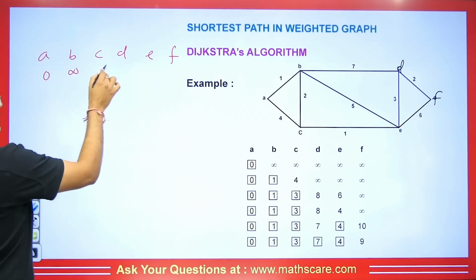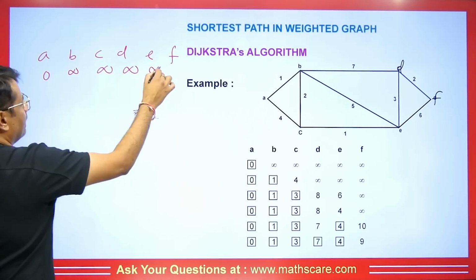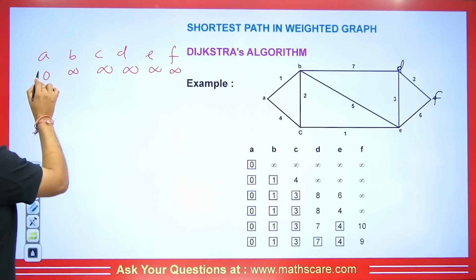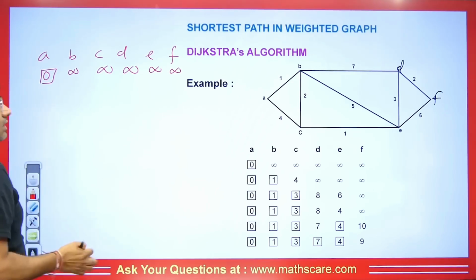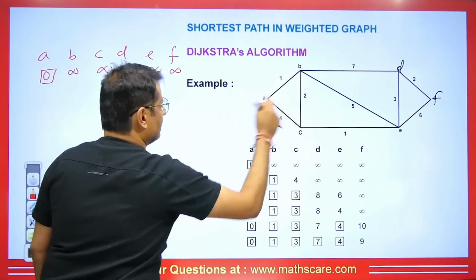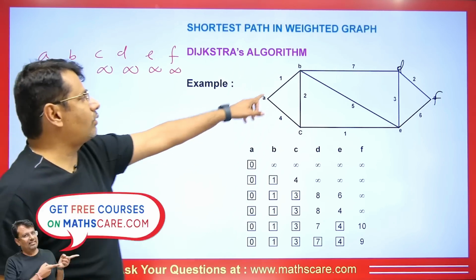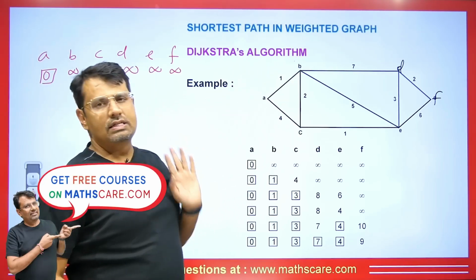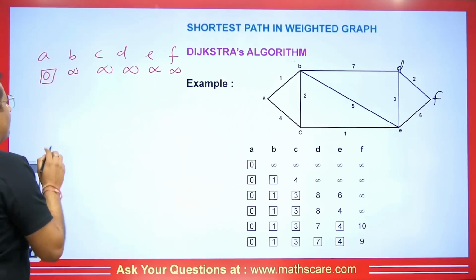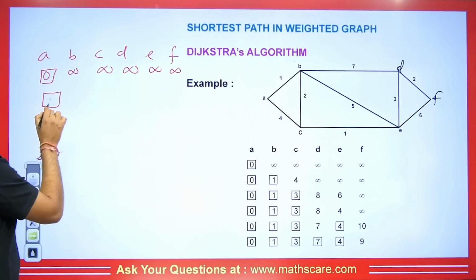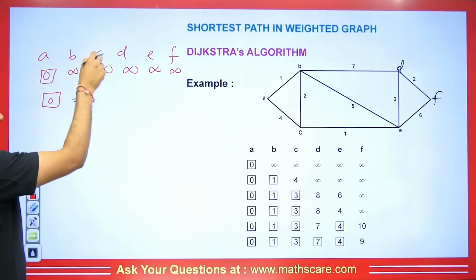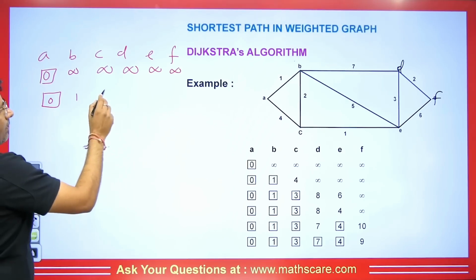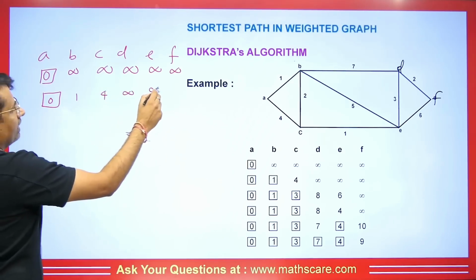Now students, what will we do next? For every other vertex, the distance will be infinity. After this, we will fix this. Right? Now next, we check the distance between A and B and between A and C, because the vertices connected with A are B and C. So in the second step, we fix this 0. Now what is the distance between A and B? It is 1, right? And the distance from A to C? It is 4. We will take the rest to be infinity.